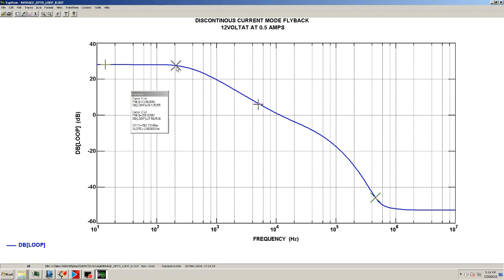So this is close to right there, just above. So it's 200, about 218. So let me go ahead and put that, 218 hertz.